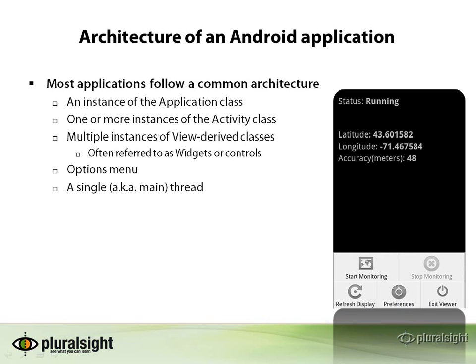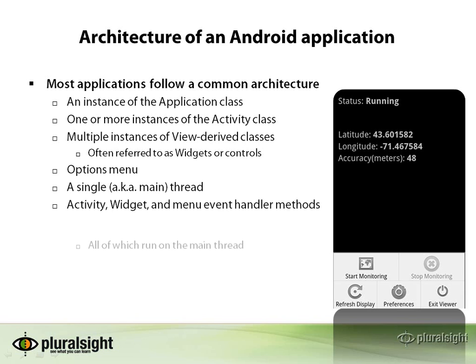What's important behind that is that each of these applications, by default, only has a single thread. It's what we often call the main thread. That main thread is where all the user interactivity goes on, and it is responsible for a lot of stuff. Basically, anything the activity does, anything any widgets do, any of the event handlers, anything on the menus, all that stuff has to happen on that main thread. So it's important that our application not tie up that main thread.